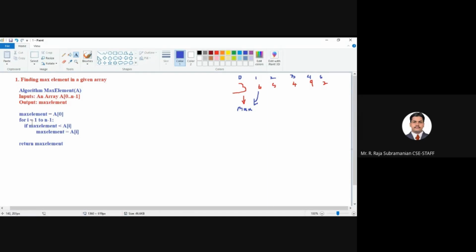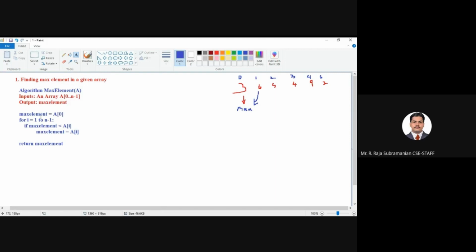Again go to the for loop. I will become 2 now. Now max element is 6. Is 6 less than a of 2? 5. 6 less than 5 is false. So I'll come out. So I becomes 3. 6 less than 4, again false. Then I'll go to the next one. 6 less than 9 is true. So max element will become 9 now.